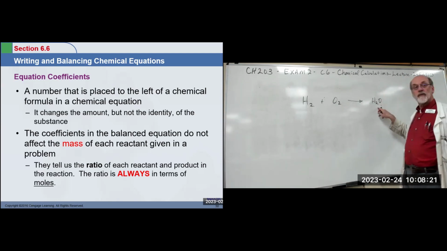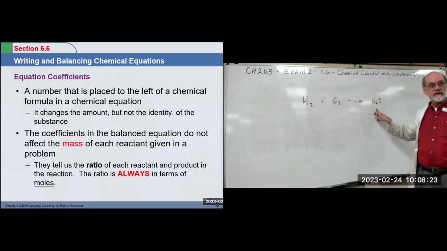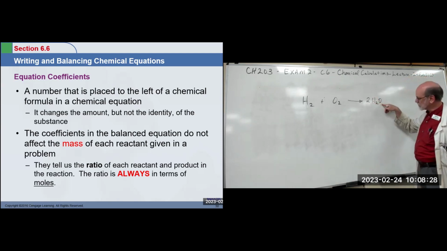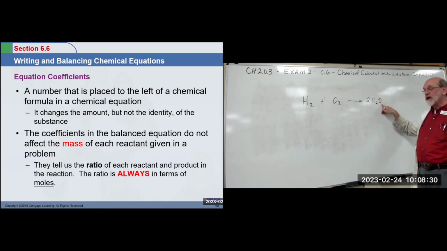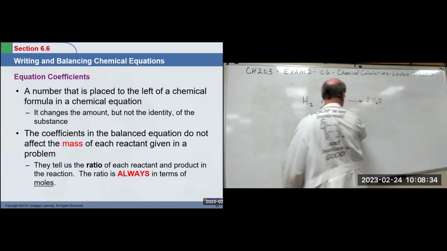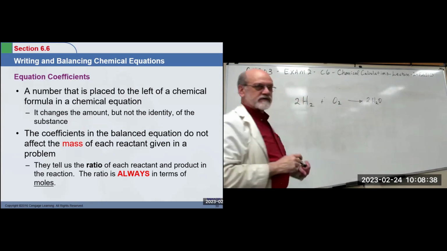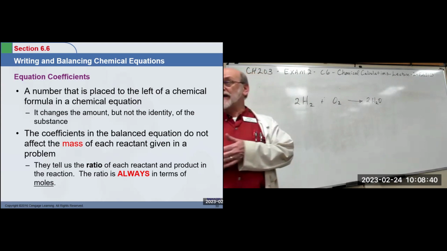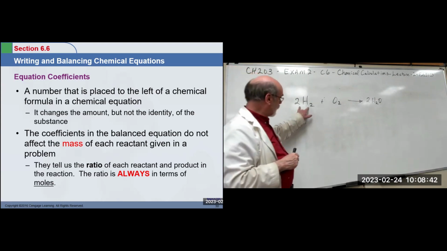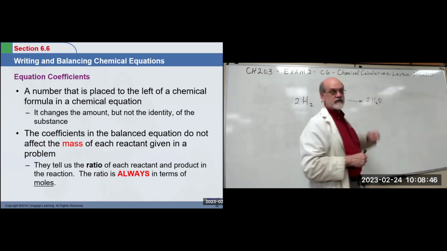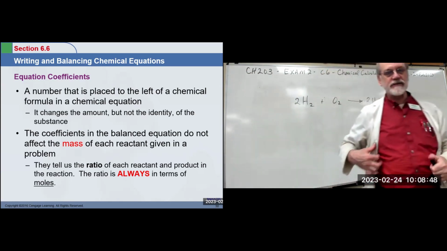We can't change the formula of water. That's fixed. So if we put a 2 in front, that means now we have 2 oxygens here. But we also have 4 hydrogens. So we got the oxygens fixed. Now we got to come back over here and say 4 hydrogens. Now it's balanced because we got 4 hydrogens there, 4 hydrogens there, 2 oxygens here, and 2 oxygens there. That's a balanced equation.